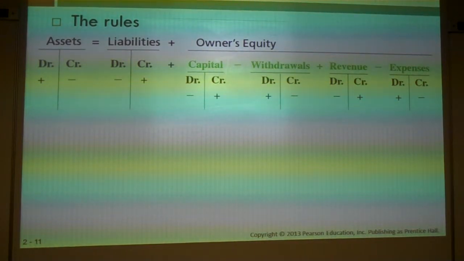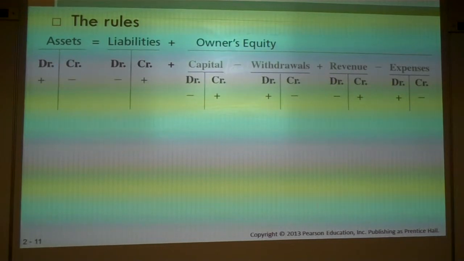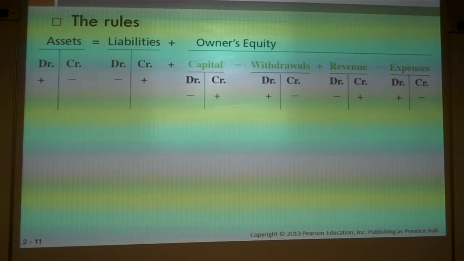Cash has a normal balance on the left side, liabilities a normal balance on the right side. Capital has a normal balance on the credit side, withdrawals have a normal balance on the left side. What kind of an account is withdrawals? Does anybody remember from chapter 1? Contra capital. Okay, it's a contra capital account. It has the balance opposite the account that goes with it.